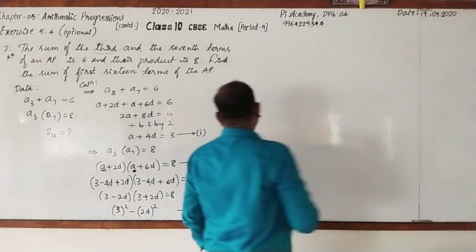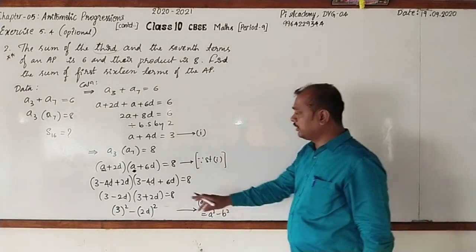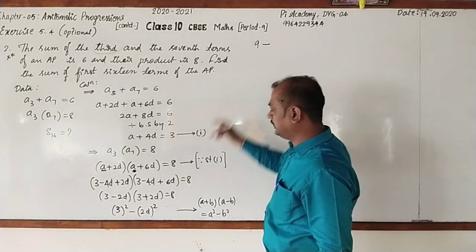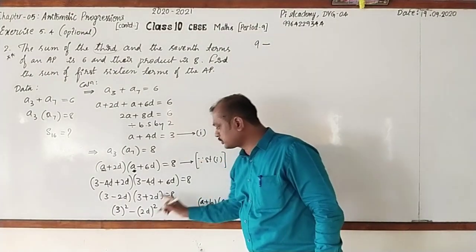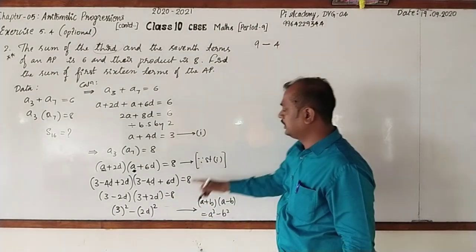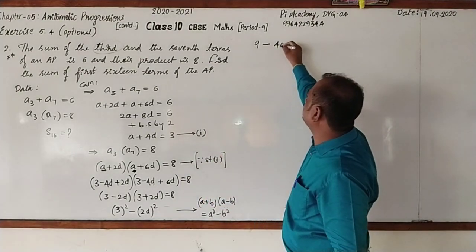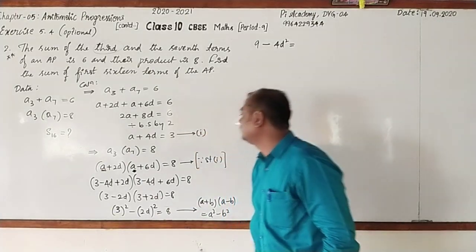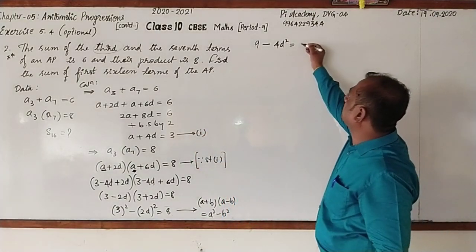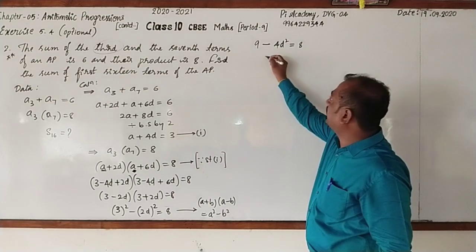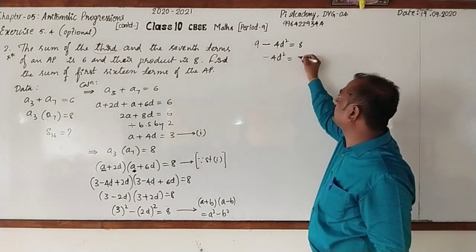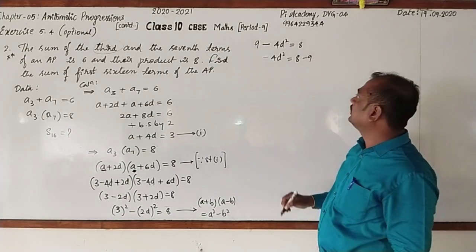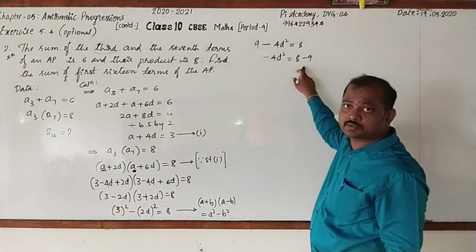Okay. Observe it. Now, what is 3 square? 3 square is 9 minus 2D whole square. 2 square is 4. 2 2s are 4. Then D whole square, it is D square is equal to how much? This is 8. Here I'll write 8. Then minus 4D square is equal to 8. Transfer 4D square to the right hand side, it becomes plus, and 9 to the right hand side becomes minus 9.